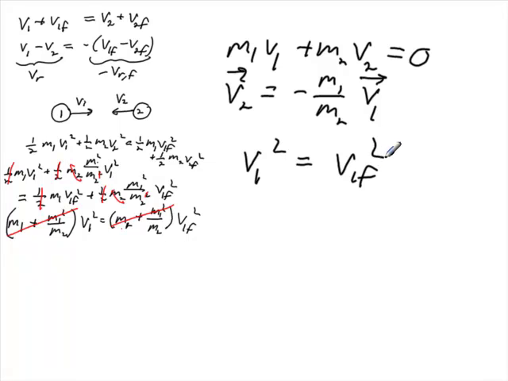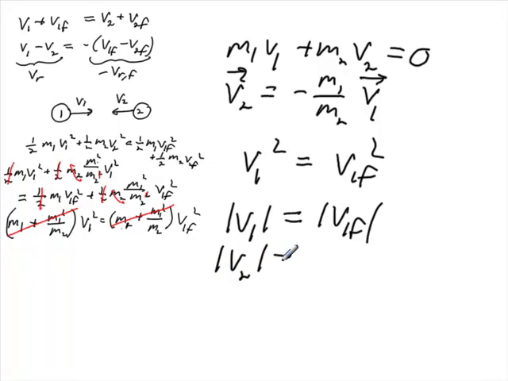In other words, even in the more general case that it's not one-dimensional, as long as it's just two things colliding, in the center of mass frame of reference, the absolute value of V1 has to equal the absolute value of V1 final. But then also in the center of mass frame of reference, from this equation, that tells us the absolute value of V2 has to equal the absolute value of V2 final. All they can do is switch direction.